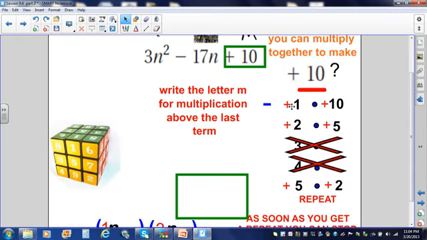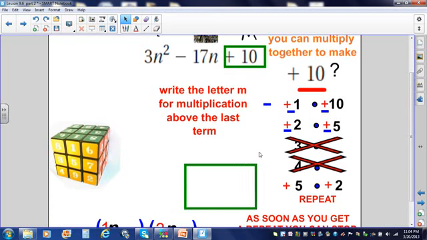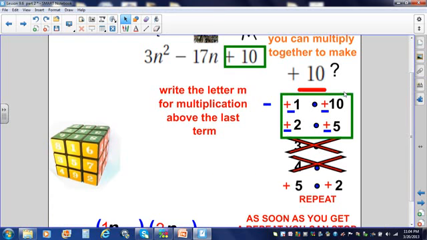So I can do positive 1 times positive 10. I can do positive 2 times positive 5. Remember, I also could do a negative 1 times negative 10. I also could do negative 2 times negative 5 to give me positive 10. Remember to write down all of your possible combinations.